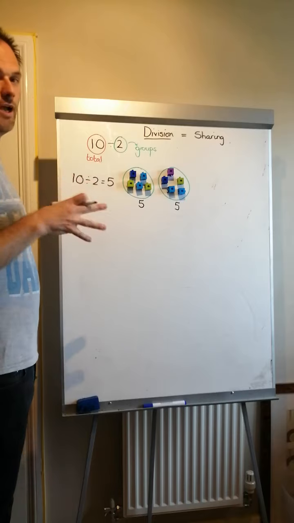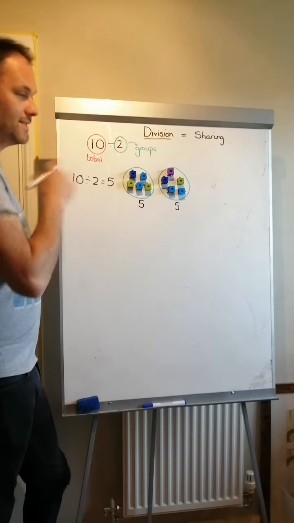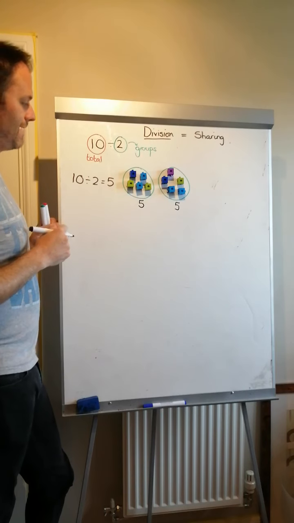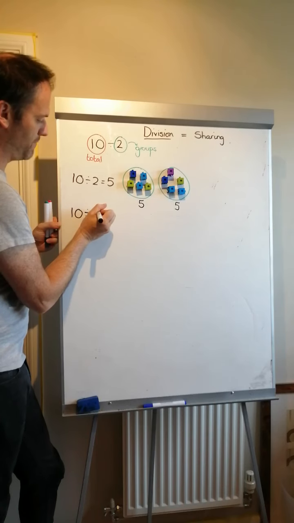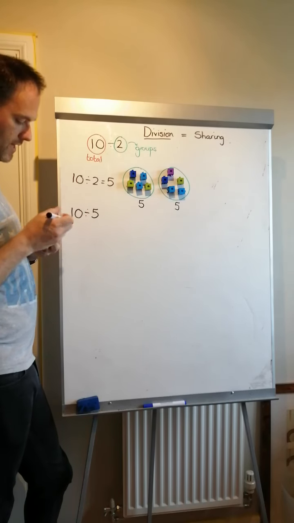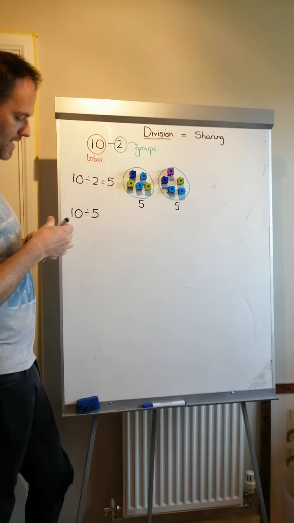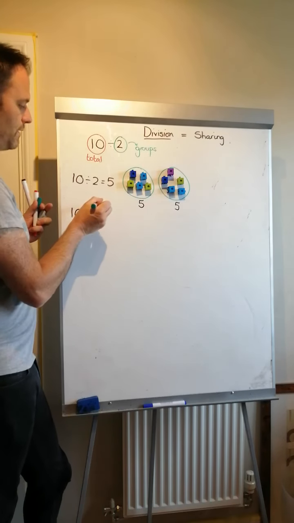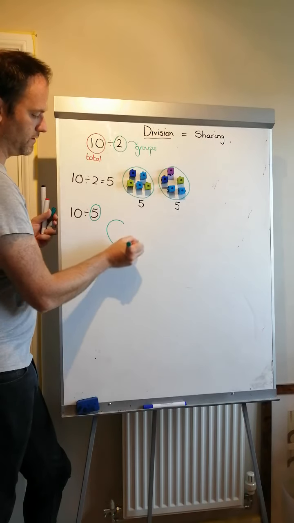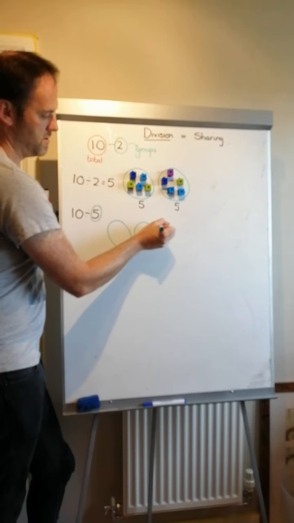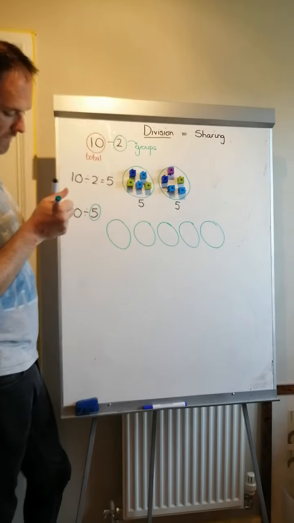Okay? Just like with the multiplication that I showed you yesterday, let's see if we can do it the other way around. So let's try 10 divided by 5. Okay, so this time we've still got our total. This is exactly the same, but we've got a different number of groups. We've got 5 groups. So let's draw those 5 groups. 1, 2, 3, 4, 5.